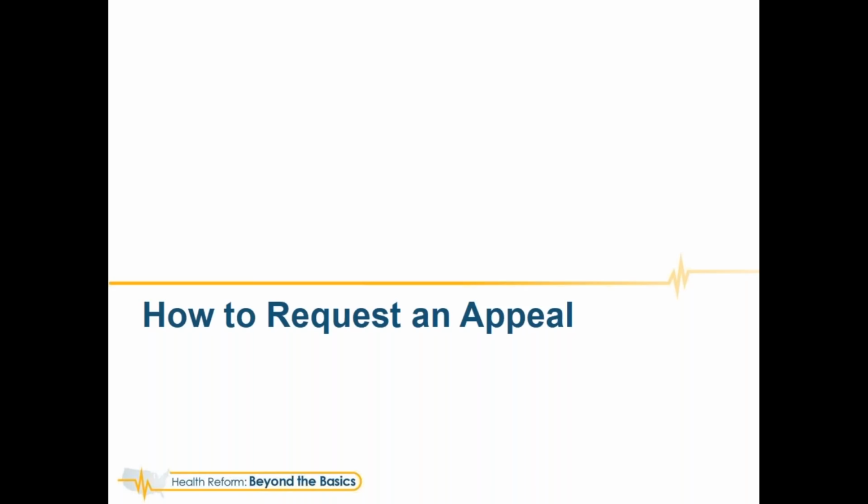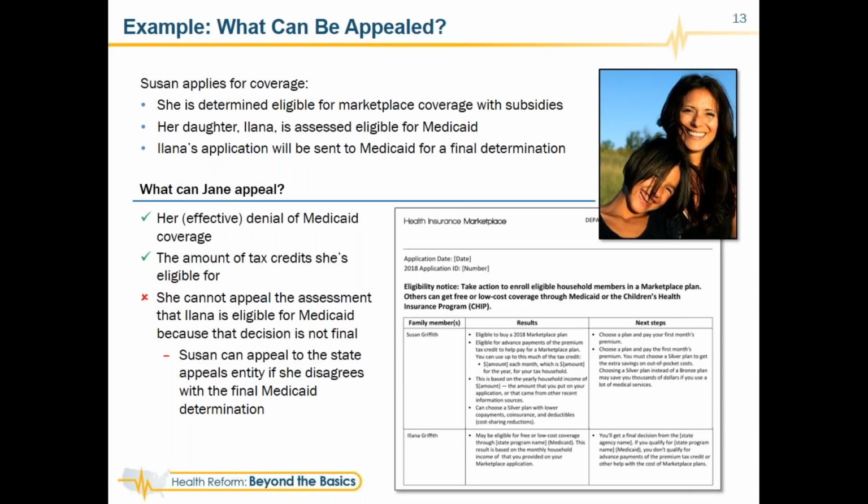And then, let's see, in the example that you just had with Susan and how Susan could appeal, but her daughter could not, could you just go over why that is again? Sure. So let me go back to that slide. In this case, Susan has been determined eligible for marketplace coverage with subsidies. That's a final determination. Alana is assessed eligible for Medicaid, but the final Medicaid determination is likely going to be made by her state Medicaid agency. So it might be that they need a little bit more information, or they're going to just check on her application and see what's happening. So in that situation, Alana sort of has a temporary Medicaid eligibility determination, but it needs to be finalized. Once it's finalized, whether she's determined eligible or ineligible, that can be appealed.